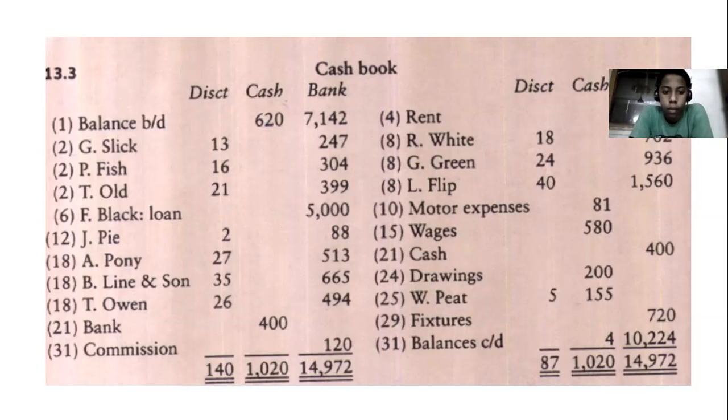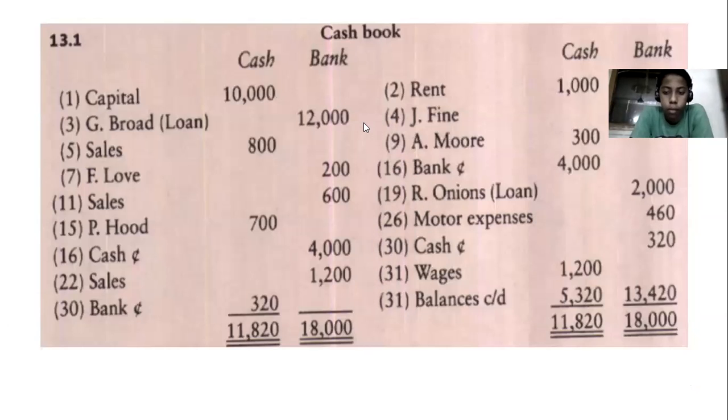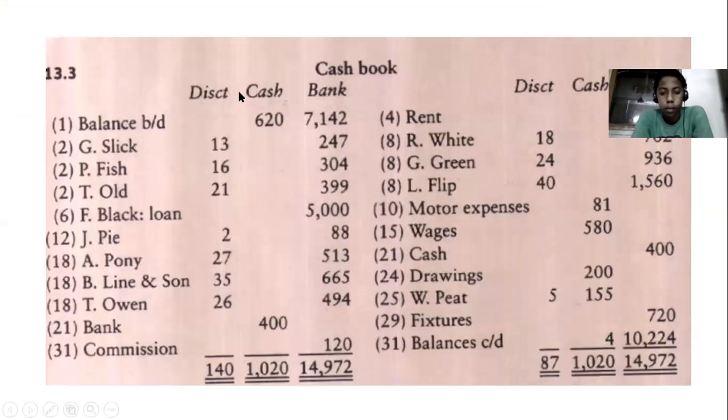When in the exam I ask you to prepare a two column cash book, you will not draw the discount column here. You will simply draw cash and bank, like this question. But when the examiner asks you to prepare a three column cash book, you have to prepare discount allowed, cash, bank, discount received, cash, bank, and also draw this line here. You have to put a currency sign here, here, and here, on three sides. Is it clear?